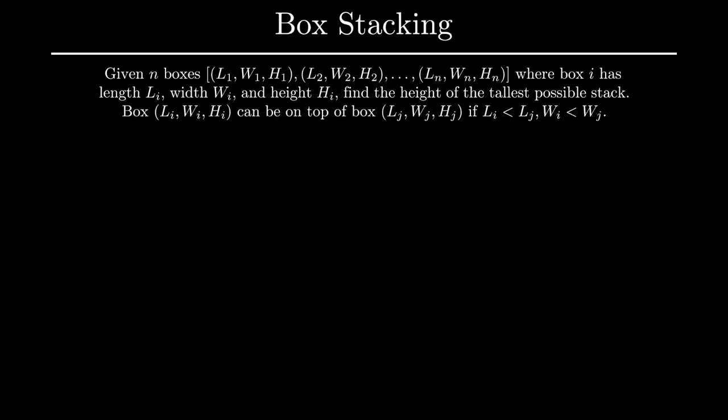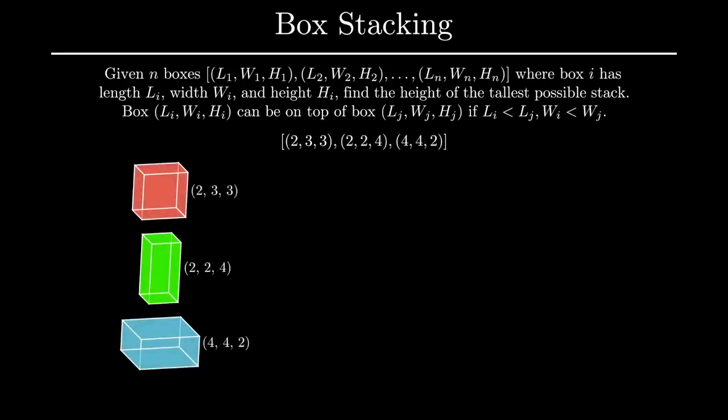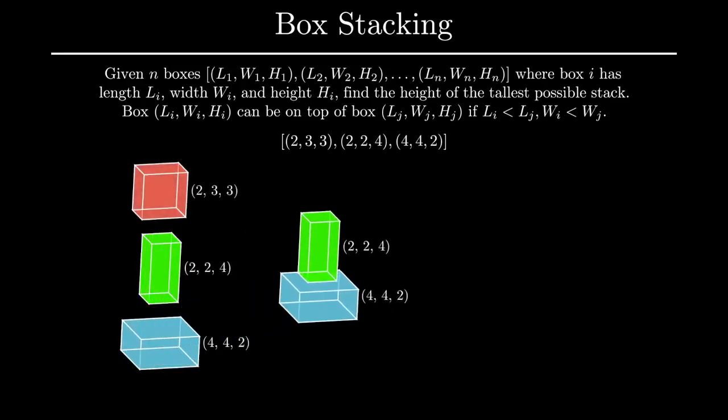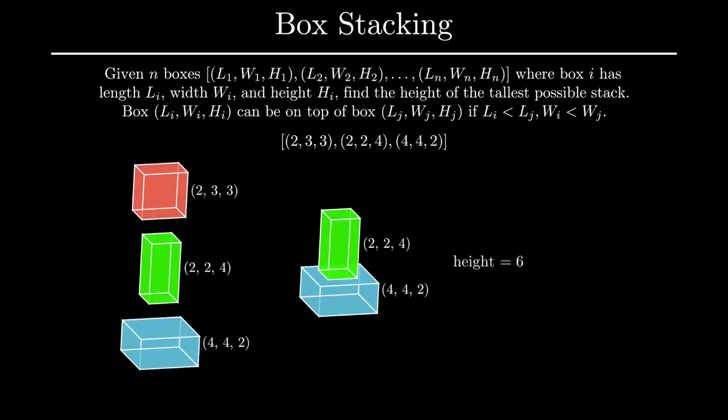can only be stacked on top of another if its length and width are both smaller. Another assumption that we will make to simplify things is that boxes cannot be rotated at any point during the process of stacking. So to make this more clear, let's take a look at a couple examples. Given the following set of 3 boxes, the answer to this problem is 6. The tallest possible stack is the green box on top of the blue box. Notice that we can't stack the red and green boxes on top of one another since it does not satisfy the constraint given in the problem.